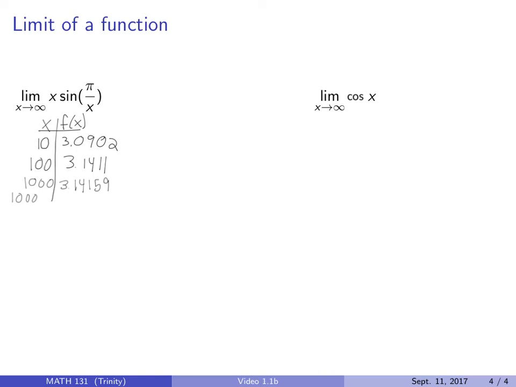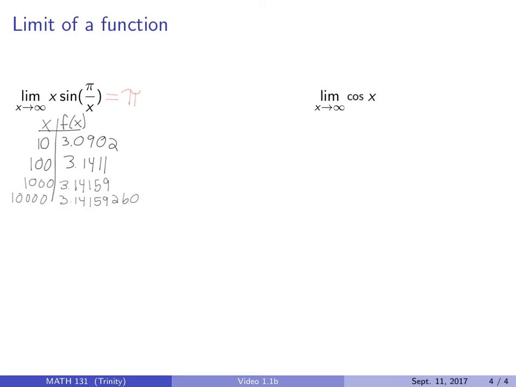And if I plug in 10,000, I'll write out until it stops following the pattern. We get 3.1415926. So, as we can see, as the x's get larger and larger, so as the x's approach infinity, my f of x values get closer and closer to the value of pi. So we say that the limit as x approaches infinity of x sine of pi over x equals pi, because the f of x values approach pi as we take bigger and bigger x values.